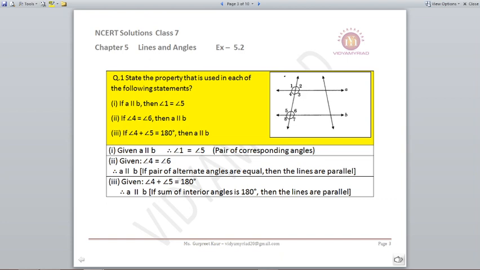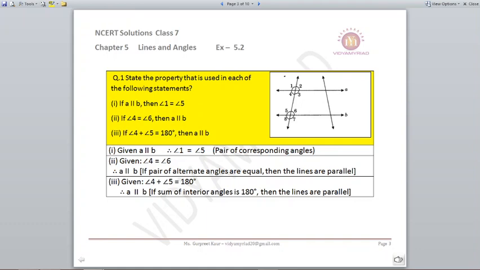Question number 1. State the property that is used in each of the following. Your lines A and B are parallel. So angle 1 and angle 5. Just now we have discussed this property. That is, the pair of corresponding angles will be equal.